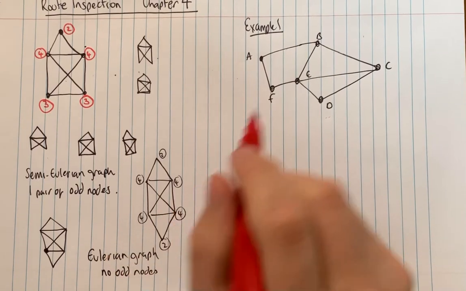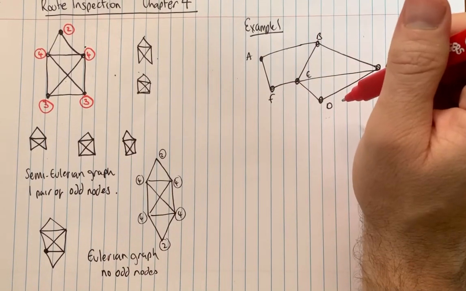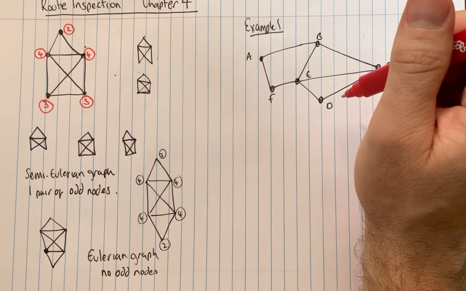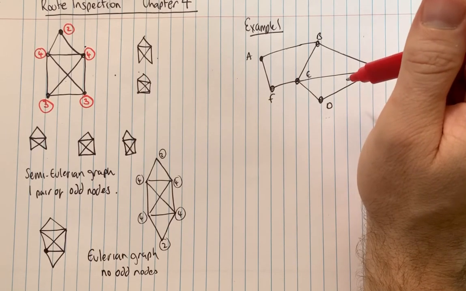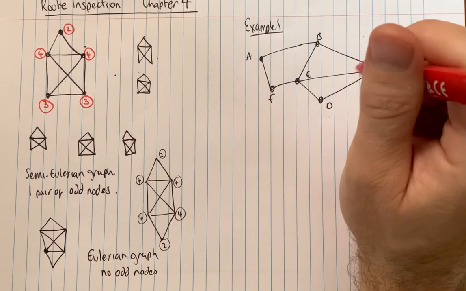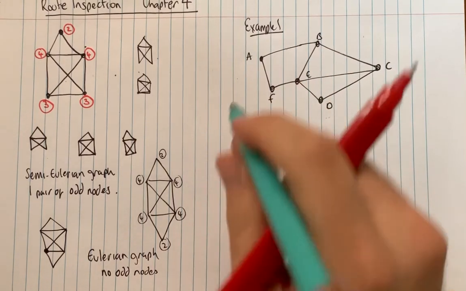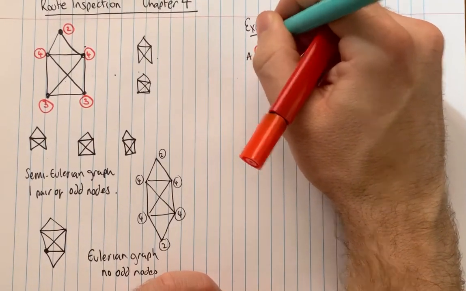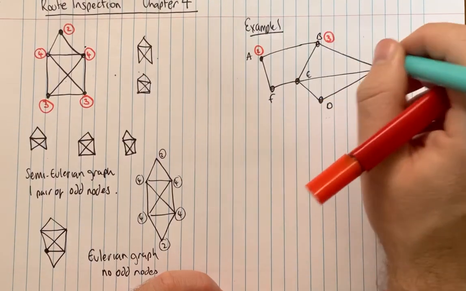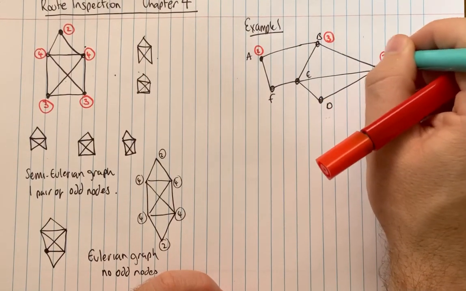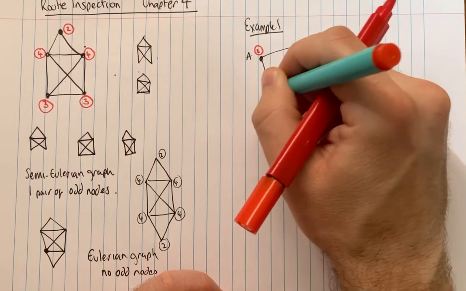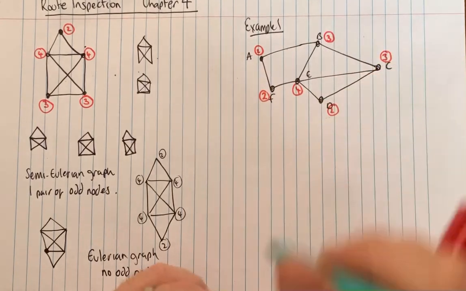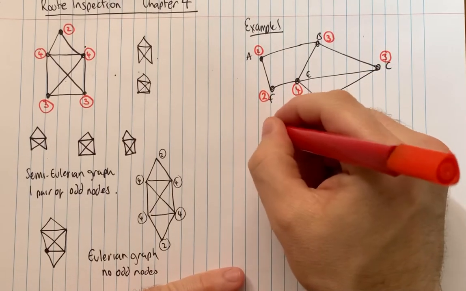So if we look at example one, we've got here a graph, 6 points, and we have to state whether it's Eulerian, semi-Eulerian or neither. To do that, we have to first work out the order of each node. So 2, 1, 2, 3. So it can't be Eulerian. 1, 2, 3. 1, 2, 3, 4. 1, 2, 1, 2. This one is semi-Eulerian.